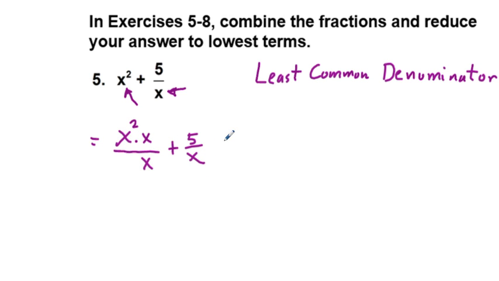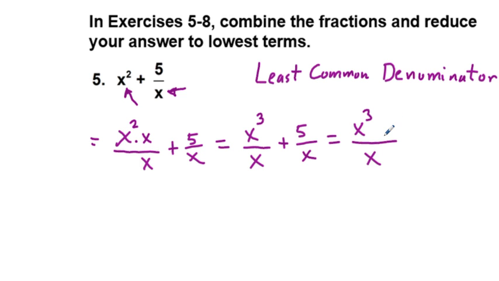And x squared times x is x cubed. So you have x cubed over x plus 5 over x. And since we have our common denominator of x now, we can just write this as a single fraction. But we have x cubed plus 5 over x. So that's going to be our reduced fraction to lowest terms.